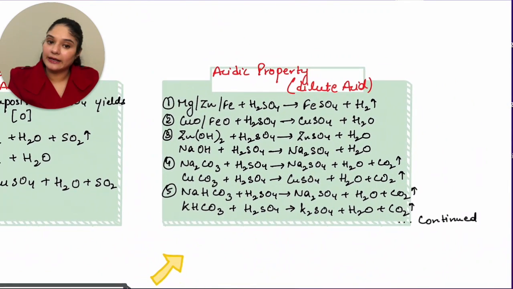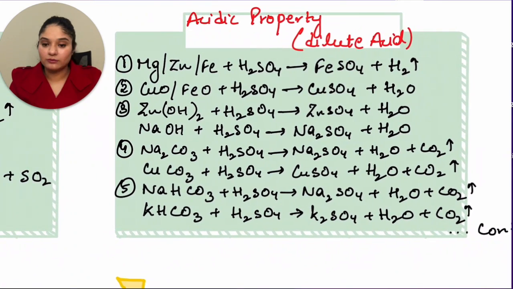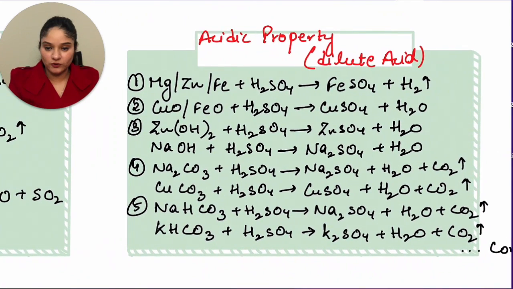So I'm starting right here. In dilute acidic property, there are 3 to 4 different types that they have mentioned. If your dilute sulfuric acid reacts with metals, that is magnesium, zinc or iron, it gives you FeSO4 or ZnSO4 or MgSO4. Along with that, it gives you hydrogen gas. So you have to remember what is in the products coming out. So if dilute sulfuric acid is reacting with metal, it ends up giving you hydrogen gas.